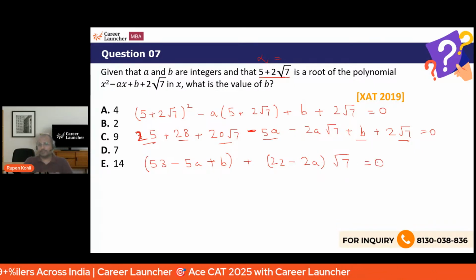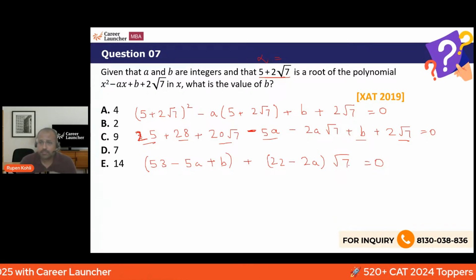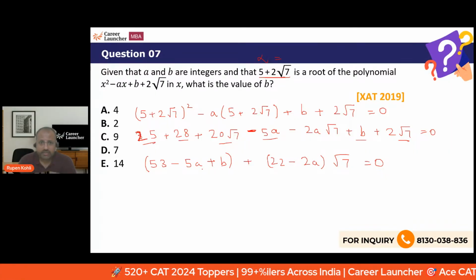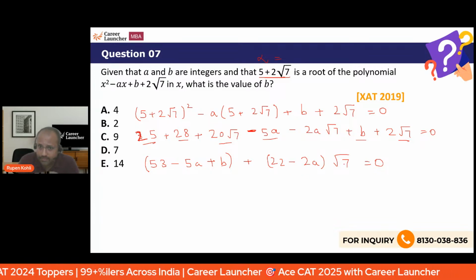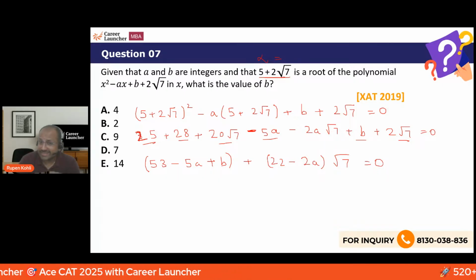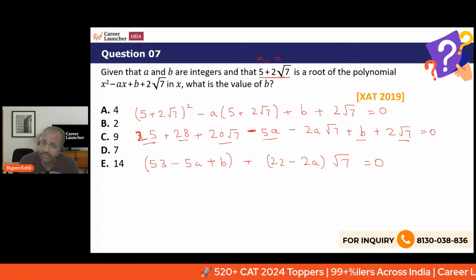Now what can we say? The sum of an integer and an irrational number is 0. This is an integer which I have written as the first bracket. This is an irrational number, root 7 multiplied with an integer, right? This can only happen if the number here is 0 and the coefficient of root 7 here is 0.